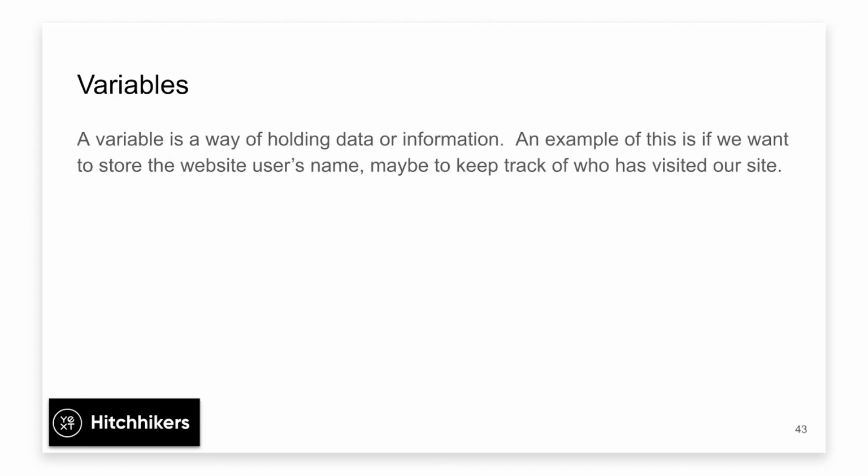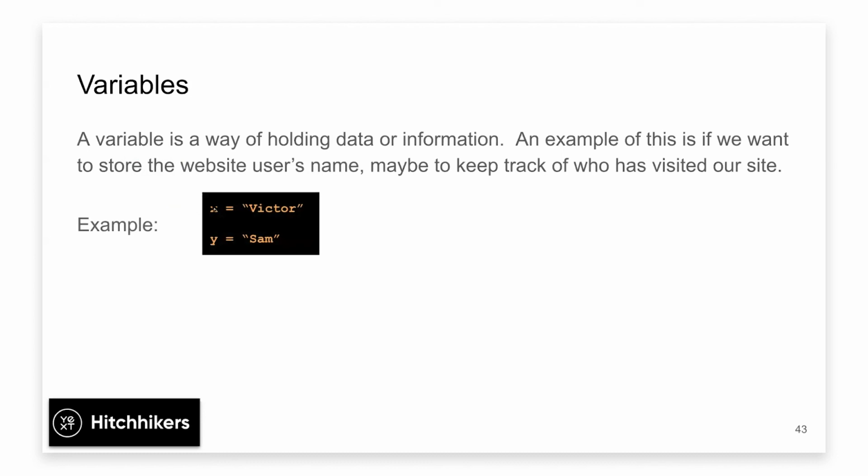Okay, so a variable, it's a way of holding data or information. An example of this is if we want to store the website user's name, maybe to keep track of who has visited our site. So in that example, we would have a variable name defined on the left, an equal sign, and the actual variable value defined on the right. The name on the left is what you would use moving forward in JavaScript to reference this variable. You would just use that letter X. And whenever you use it, it would have the value of Victor until, of course, you changed its value. And this equal sign is not bidirectional.